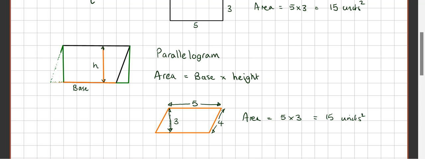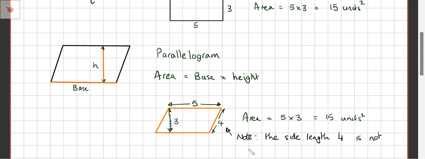So it's very similar, but it's not just the length of the side. So be very careful with a parallelogram. So this one here, let's put a note: the side length 4 is not required to work out the area. So the 5 is the base, and the 3 is the height. Yeah.